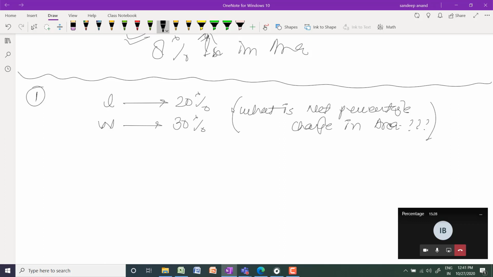56%. Okay, fine. Now suppose the length increases by 15% and the width decreases by 5%. Give me the answer. What is the net percentage change in area?